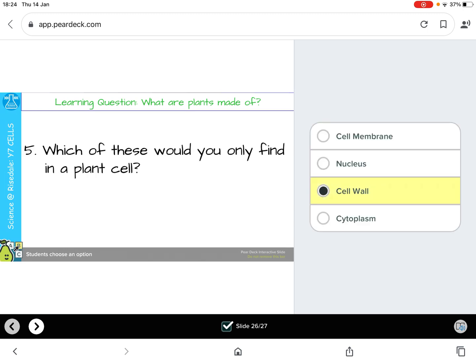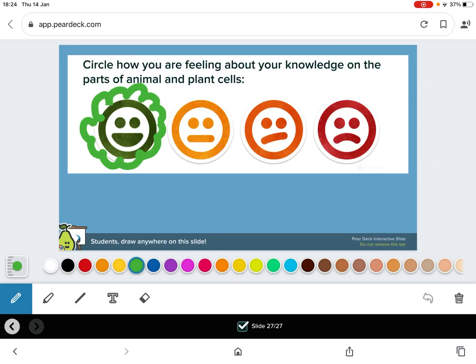Which of these would you find only in a plant cell? That would be a cell wall. And circle how you're feeling about your knowledge.